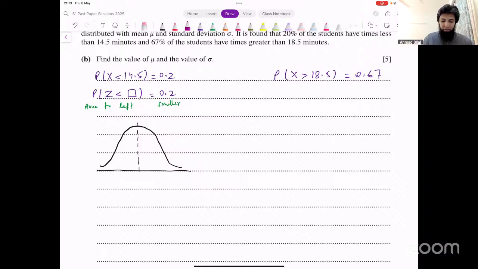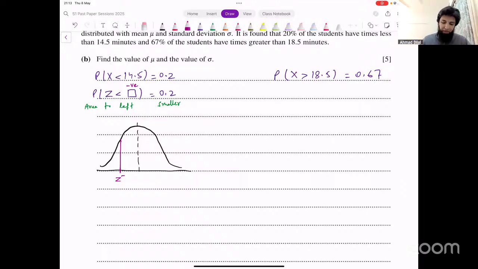Where do we place this number? If we place that here on the left side, we would have larger area. That's not what we want. We want the area on the left side to be smaller. So we place that here. That means this number is actually supposed to be a negative number. Okay? It's supposed to be a negative number.